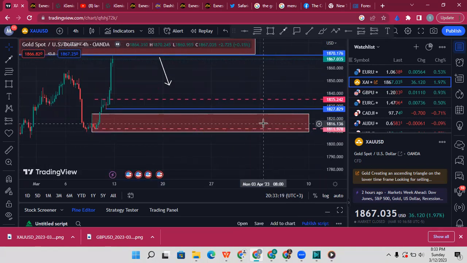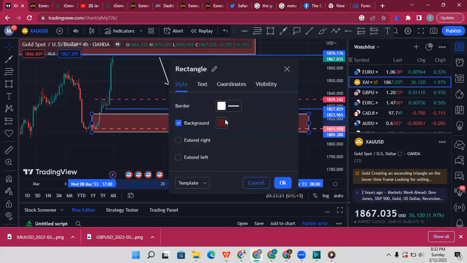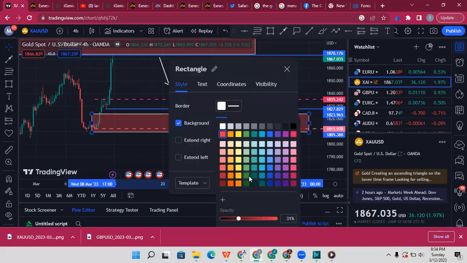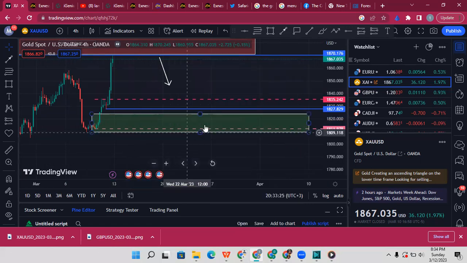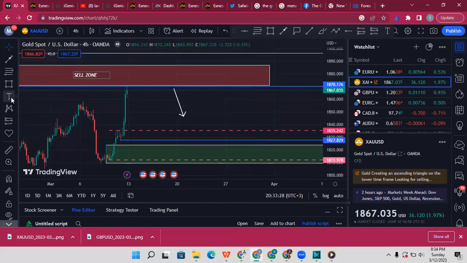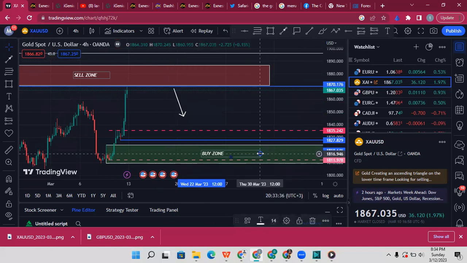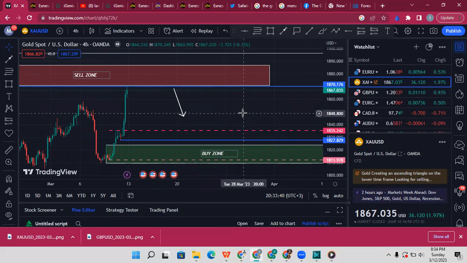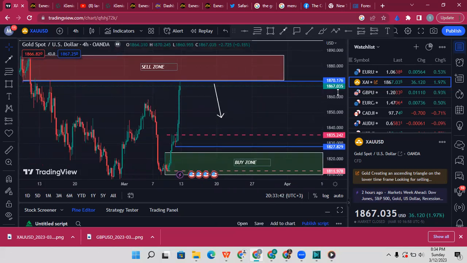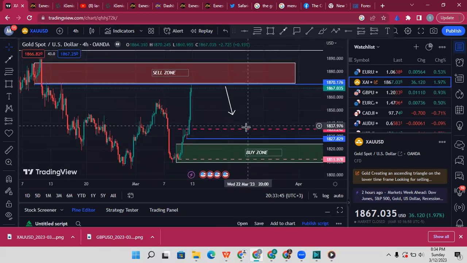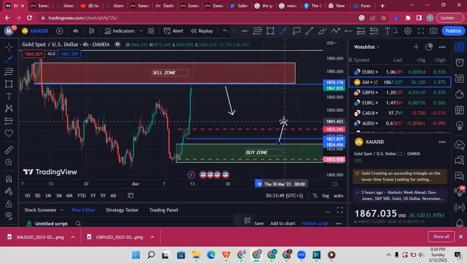This zone, I will mark it as green, meaning that this one is our buy zone. You can see how deep I'm going into the analysis, from the weekly time frame to the daily time frame. So when price gets into this level, we are looking for price to move up.